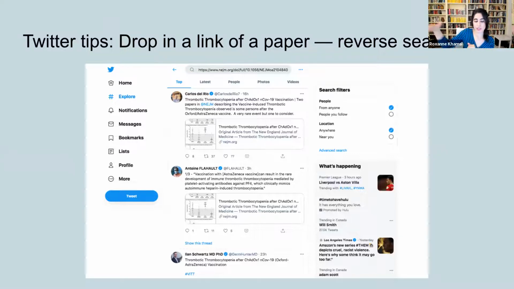Then I vet to see if they're people who would have something informed to say, and I reach out to them. But when I do this, I already know that they're conscious of this paper. And that's a nice shortcut that I found.